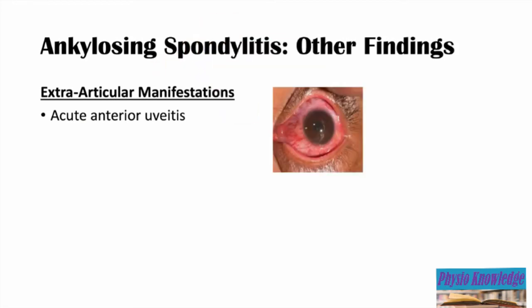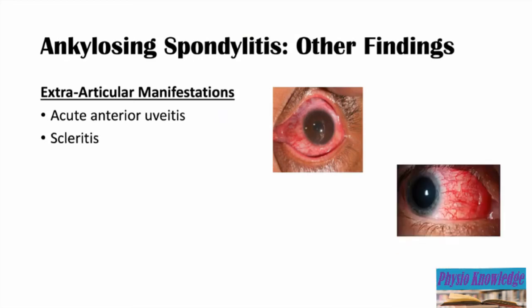These are more due to the inflammatory nature of ankylosing spondylitis. There are extra-articular manifestations with this condition. One of them is acute anterior uveitis. The uvea is one of the layers in the eye, and this becomes inflamed with this condition.